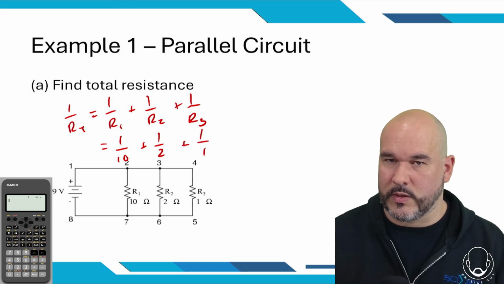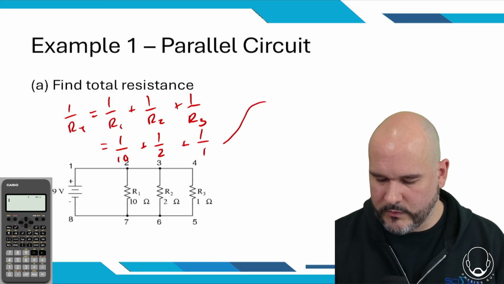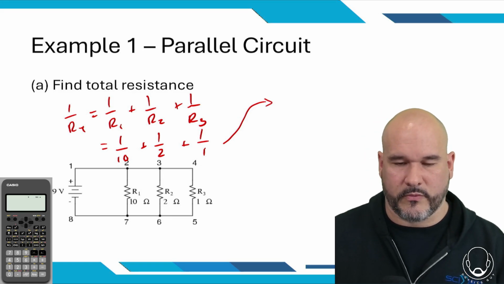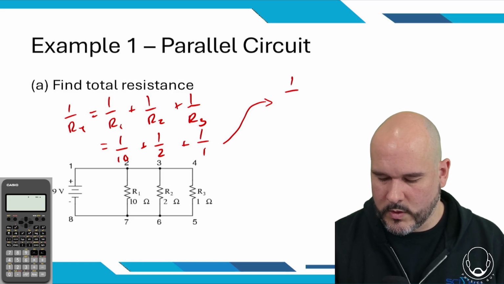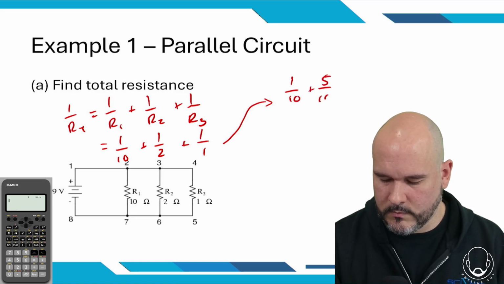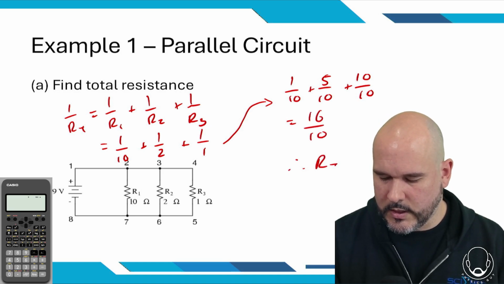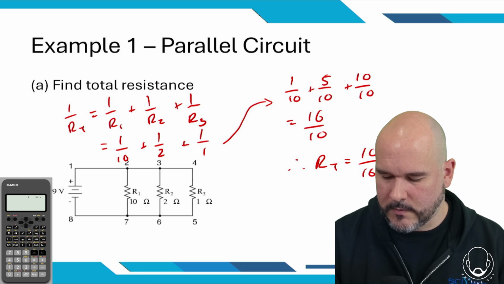Some people like doing things in their head. I'm more than happy for you to do things in your head. So let's find the common factor. We go 1 on 10 plus 5 on 10 plus 10 on 10, which is going to give us 16 on 10. Therefore, RT is going to be 10 on 16.